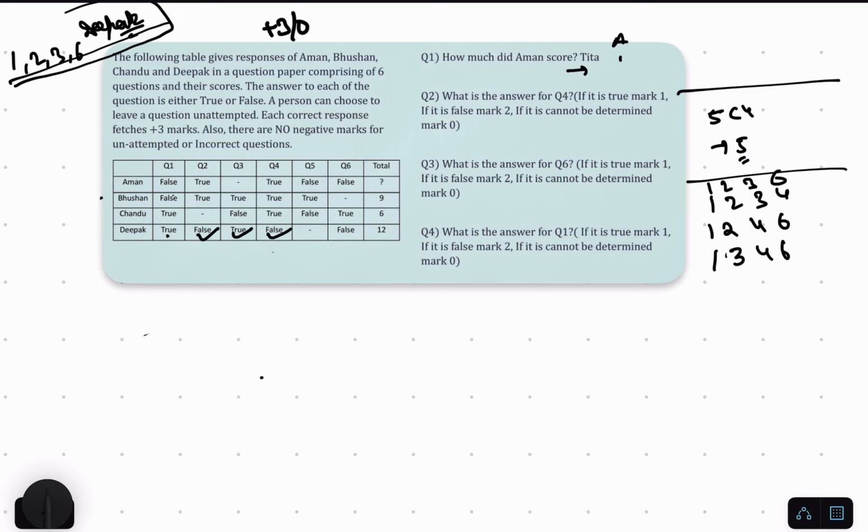So this is correct, this is correct, this is correct, this is correct, this is wrong. Okay, so true is wrong means false is correct, and here true is wrong. Now false is correct, so true is wrong. Now true is correct, so true is correct. False is correct, so true is wrong. So this has to be correct, then only we'll get 9 for Bhushan.